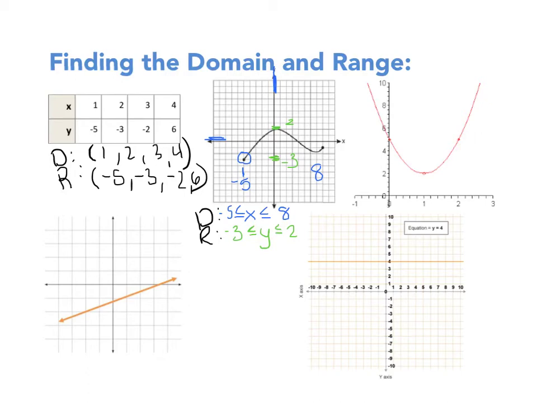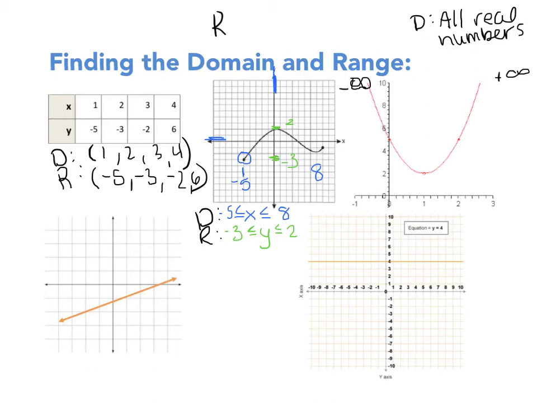Let's look at our parabola next. This is called a parabola, and I see that for my domain, it's going to just keep going and going in both directions across the x-axis. So when I have domain, I would say all real numbers, because it's going to go from negative infinity on the x-axis to positive infinity on the x-axis. It's not going to stop moving in either direction.